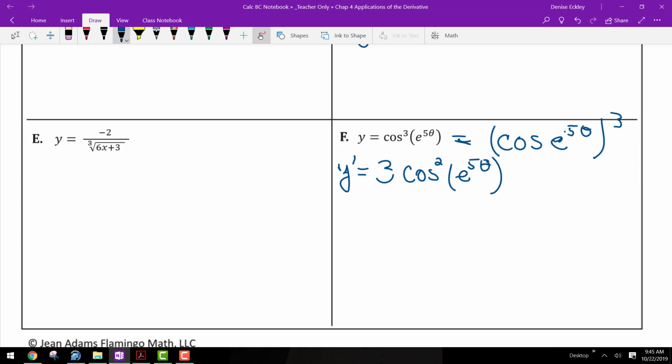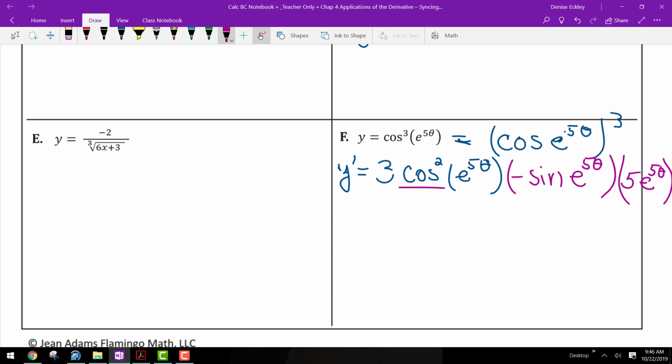Now, the next thing we have to do is take the derivative of the inside part, which is the first cosine. So this is going to be multiplied. So I have to take the derivative of cosine, which is negative sine of e to the 5 theta. Now I still have a function inside of that, so I have to take the derivative of that inside function, which is going to be the derivative of 5 theta, which is 5, and then e to the 5 theta. So here I had 2 functions inside one function.